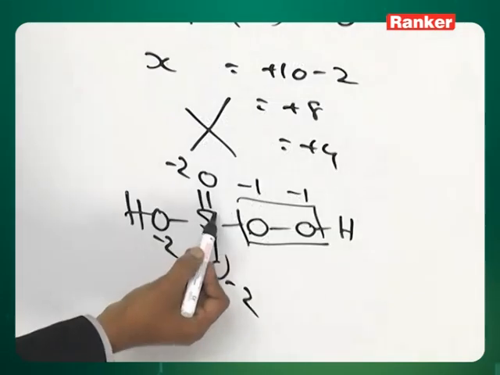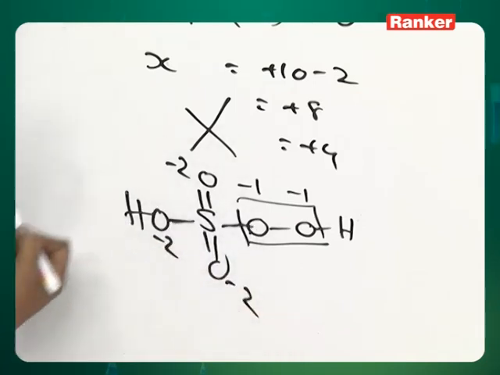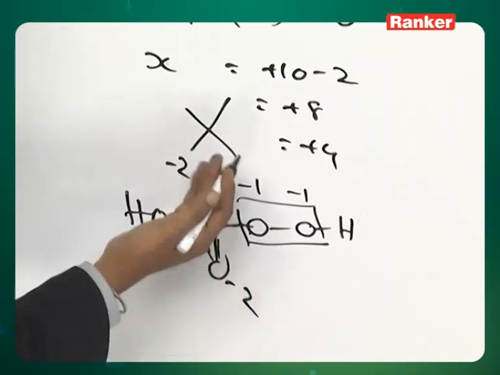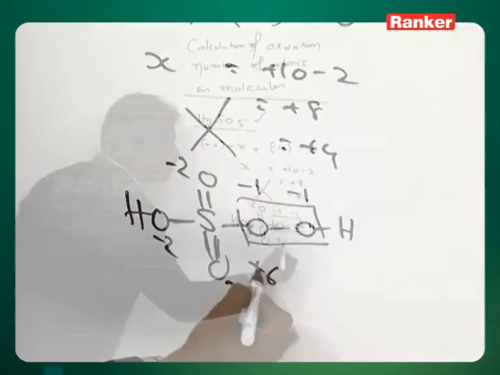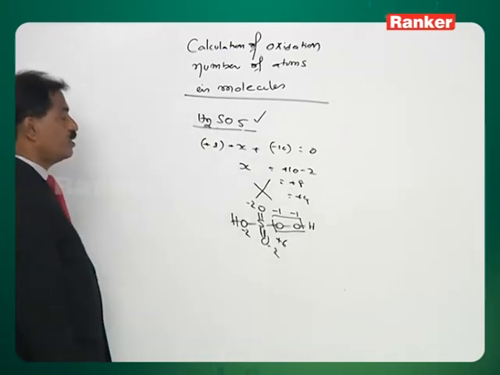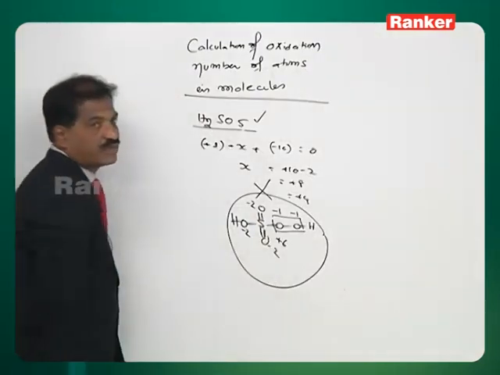Now, for sulfur, you see here through this bond, sulfur has lost 1 electron. Through this bond, it has lost 1 electron. Through these two bonds, it has lost 2 electrons. Through these two bonds, it has lost 2 electrons. Total oxidation state is +6. So, if you know the structure, then only we will get the correct oxidation state for the sulfur.